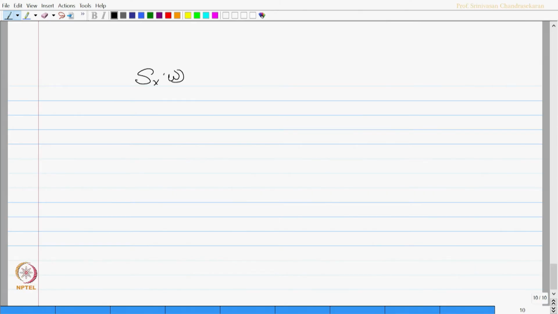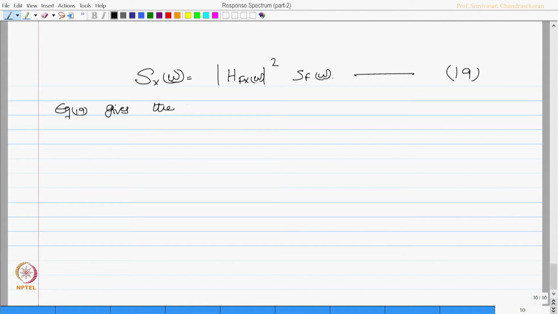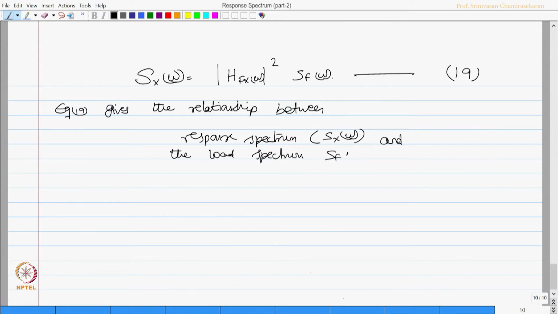Sx omega can be |hfx omega| squared times Sf omega. I call this equation number 19. So, equation 19 gives the relationship between the response spectrum Sx omega and the load spectrum Sf omega. So, that is a very important relationship we arrived at in this lecture.